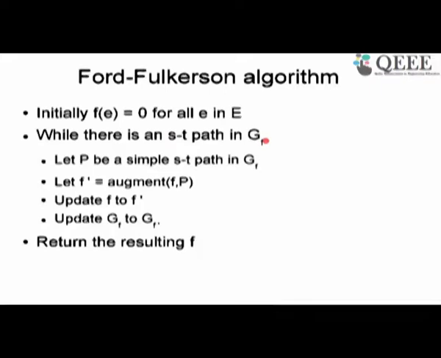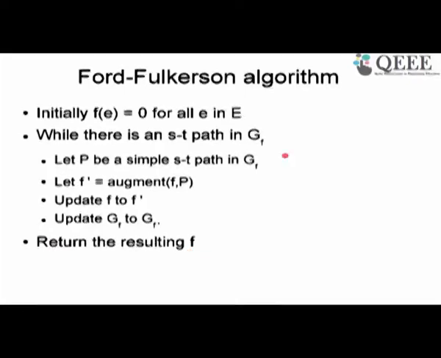So while there is an s-t path in GF, which is the same as G initially, take P to be an s-t path in GF, and augment the flow F which you have got with the path P to get a new flow F prime. Increase the flow by using the path P to get F prime. Set F to F prime, just like you set X to X plus 1 or whatever it is, a variable. Set your flow F to F prime. Set your graph GF to GF prime, which means update your graph GF to GF prime. And keep on doing this as long as you can keep finding s-t paths in the residual graph. When you stop finding an augmenting path in the residual graph, you stop.